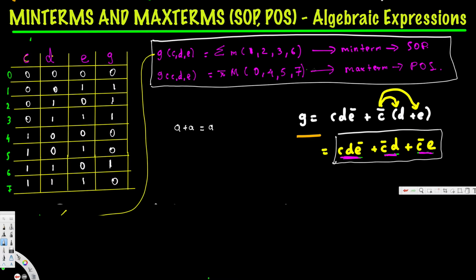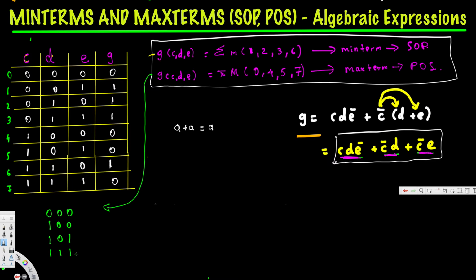Now we are going to talk about how to derive the product of sum equation. In the max term, we have the locations 0, 4, 5, 6. At 0 we have 0, 0, 0. At 4 we have 1, 0, 0. At 5 we have 1, 0, 1. And at 7 we have 1, 1, 1.